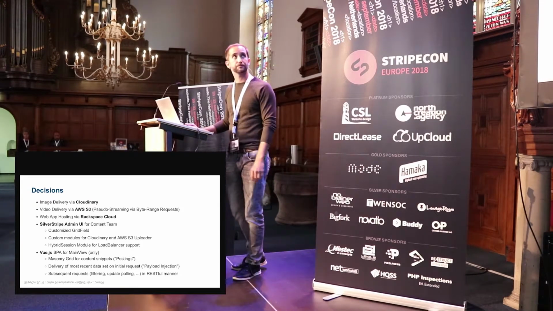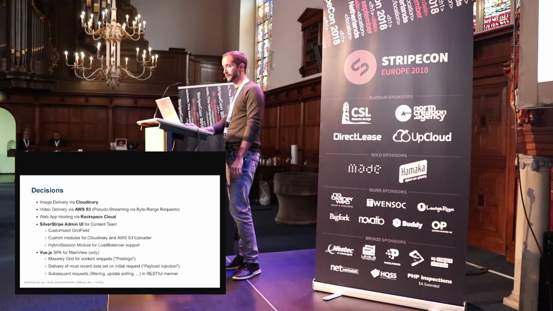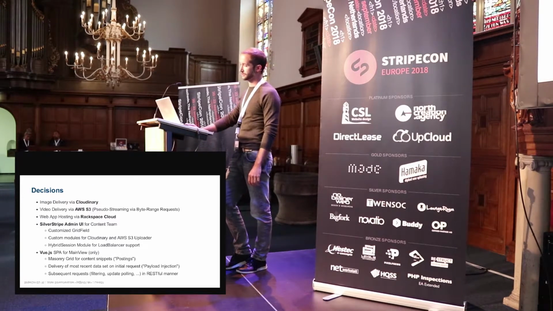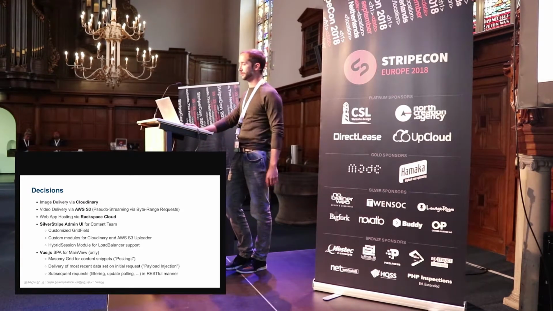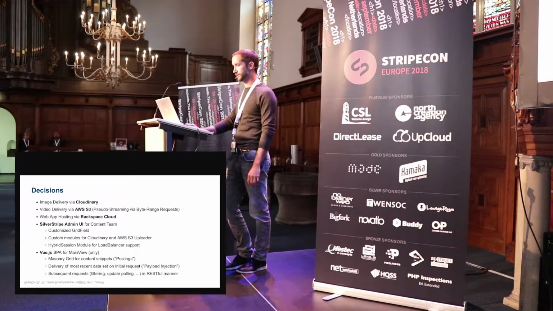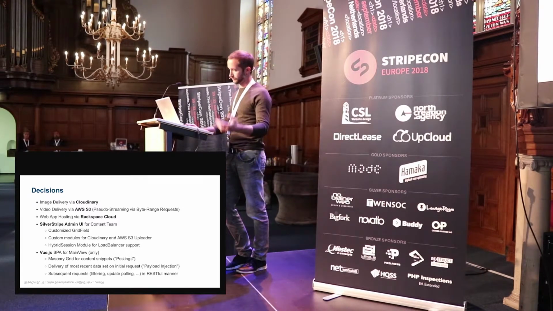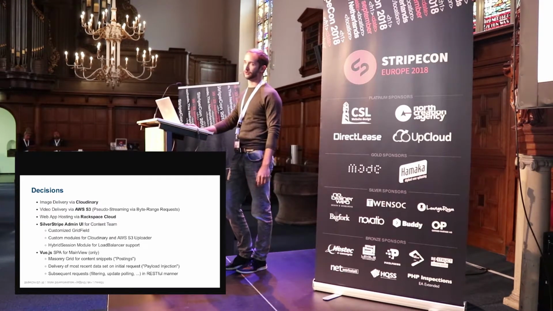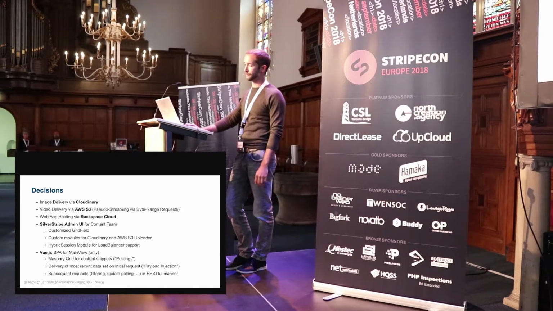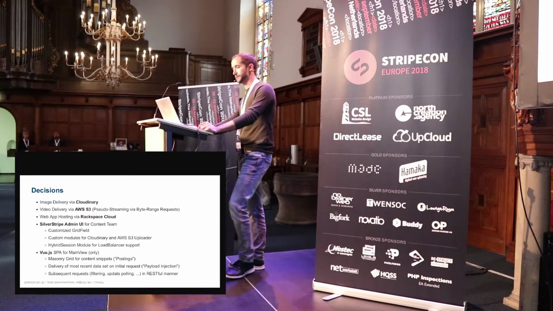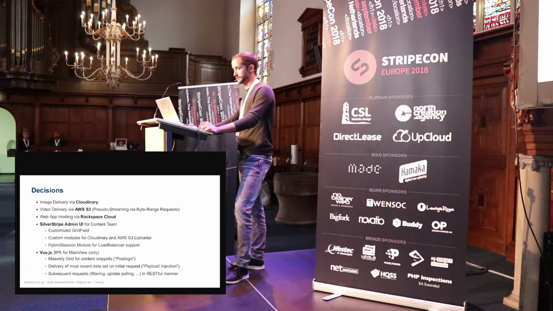Our decisions: we wanted image delivery via Cloudinary. We wanted video delivery via S3 buckets, and pseudo streaming via byte range requests. We did the whole web app hosting over Rackspace Cloud on the London node. We, of course, went for the SilverStripe admin UI for the whole content author team. We needed to customize the grid field a little bit, and we customized modules for uploaders for Cloudinary and AWS S3. There were a couple of Cloudinary modules. I think the most popular one is from Mate.